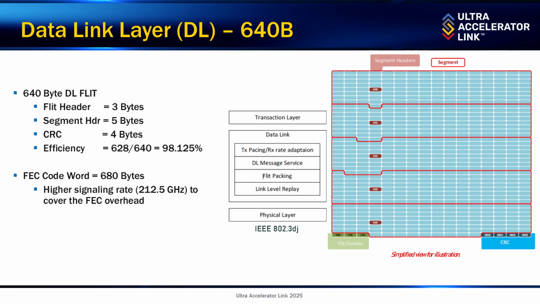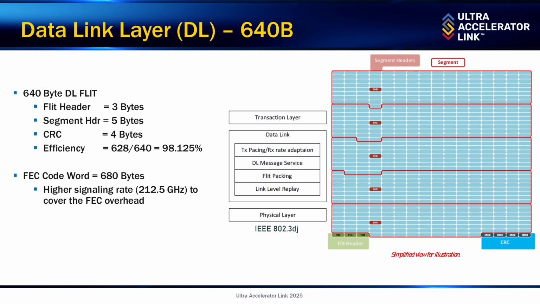This is a 640 byte DL flit. We've got to add 40 odd bytes of forward error correction to that, with some additional control information on the side, and that gets us up to 680 bytes. To cover transmitting the FEC overhead, we actually run it at 212.5 gigahertz, or 106 point something for the 100 gigahertz case.